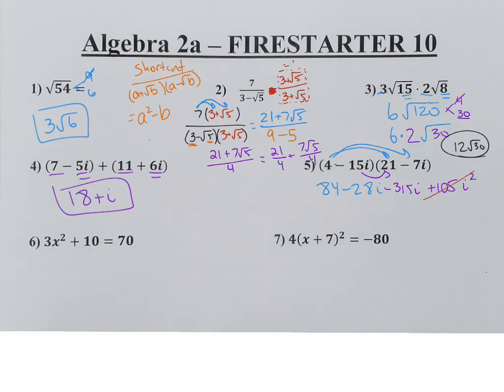Then I have to remember that i squared is negative 1, so that makes 105 minus 105. And I just do real friends with real friends. So I get 84 minus 105 is minus 21. Minus 28 minus 315 is minus 343i. That's the whole thing right there.